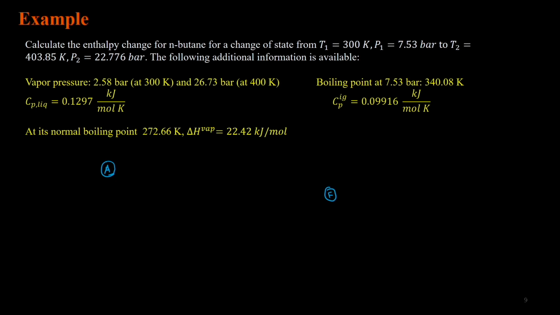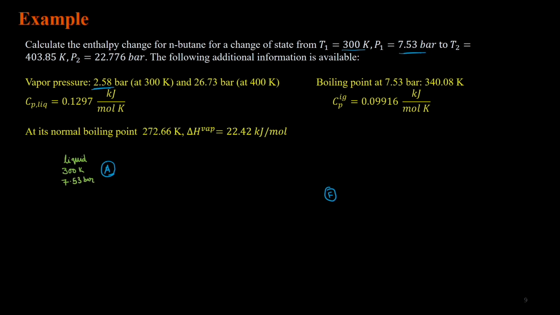At the initial state, what is the condition of my species? The temperature is 300 Kelvin and the pressure is 7.53 bar, but I'm given the vapor pressure at 300 Kelvin, vapor pressure is 2.58 bar. So the pressure is more than the vapor pressure, which means the system is going to be in a subcooled liquid state. So this would be a liquid. Let's use a different color for this. This is a liquid, right? And this liquid is at 300 Kelvin and 7.53 bar.